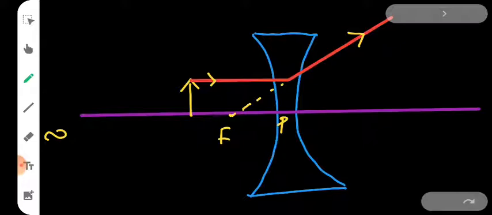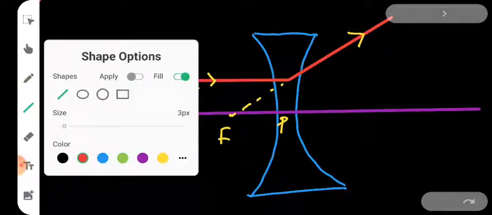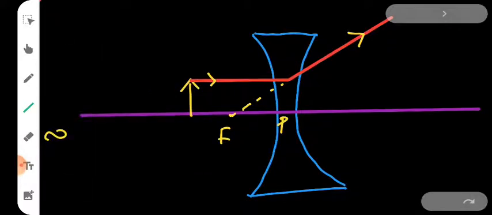Now what about the second ray? I'm going to draw the second ray, which this time will be passing through the pole.